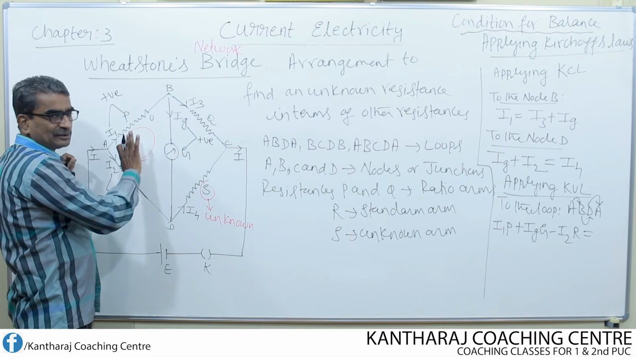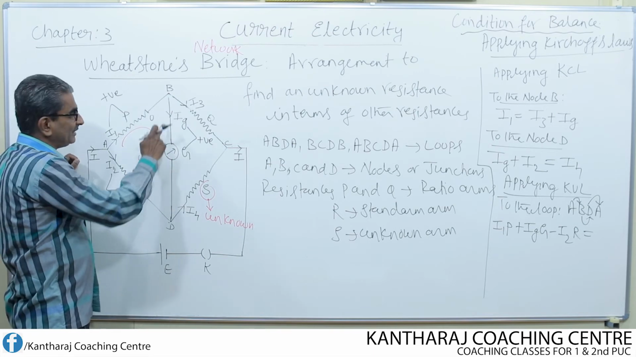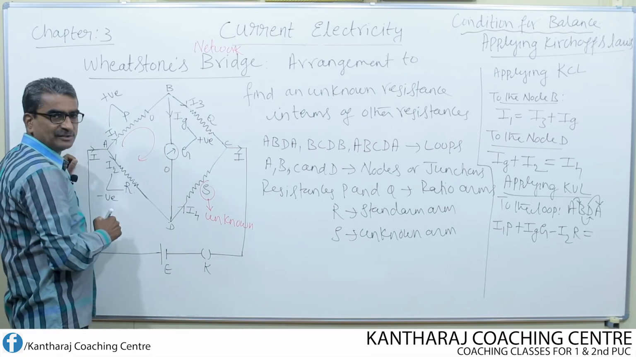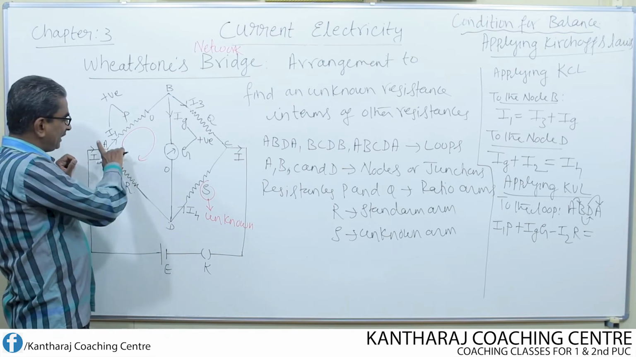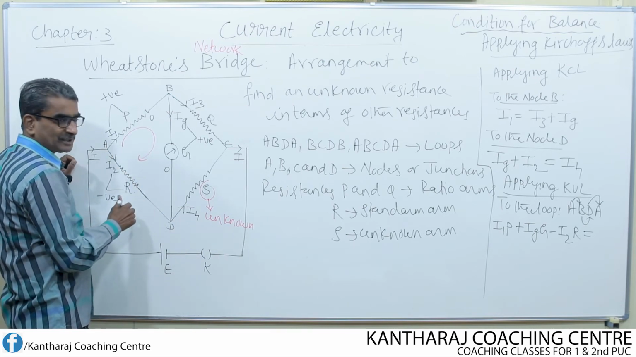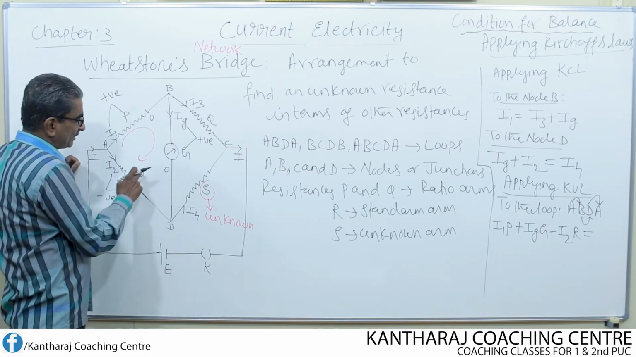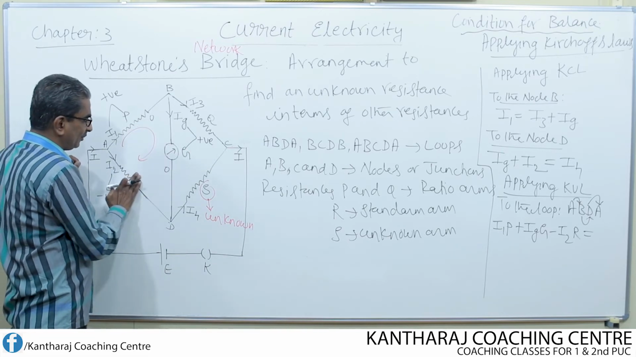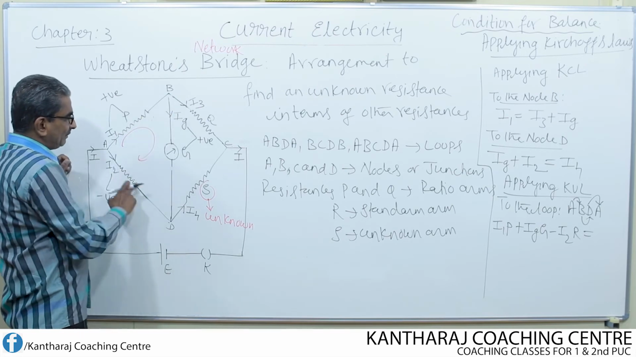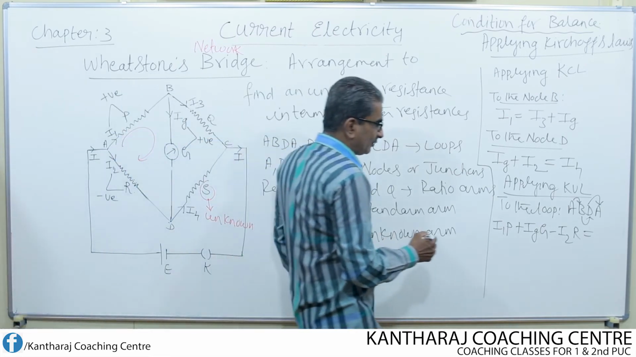Once again, start from B and go to the point D. All along this branch also no cell, only galvanometer is there. Therefore, in this branch also EMF is 0. Again, move from D to A. In this branch also no cell, cell is absent. Therefore, EMF is 0. 0 plus 0 plus 0 is once again 0. So, total EMF of this entire loop is equal to 0.